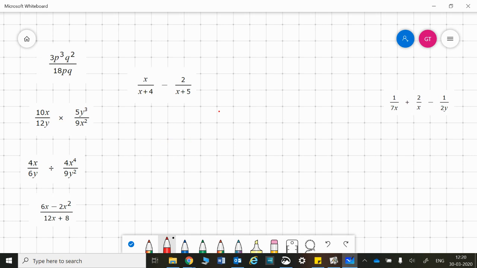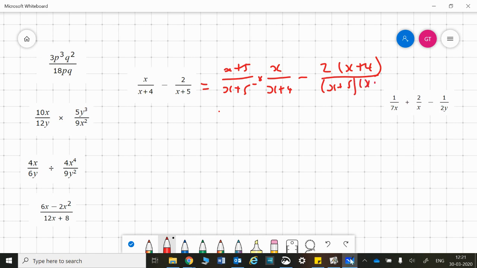Feel free, by the way, to stop this and try this yourself. So first thing you're going to do is get the first fraction with the times by x plus 5 over x plus 5, and that's going to be timesing by the x over x plus 4. And then the second fraction, we're going to times the top and bottom by, I'm going to do this in a different way, x plus 4 divided by x plus 5 and x plus 4. Both of those notations are fine. I'm just showing you different ways to write it down.